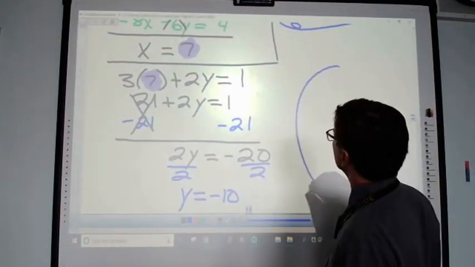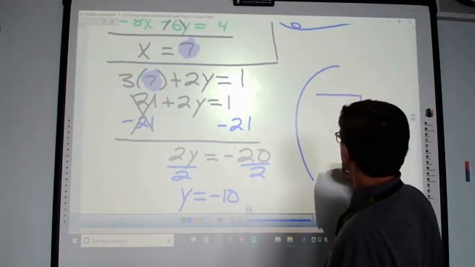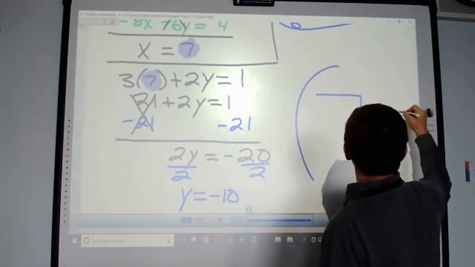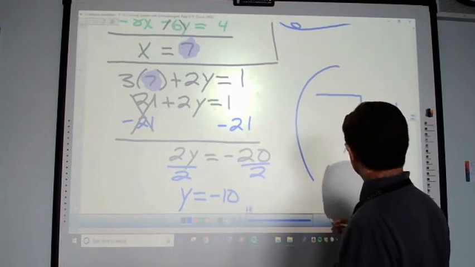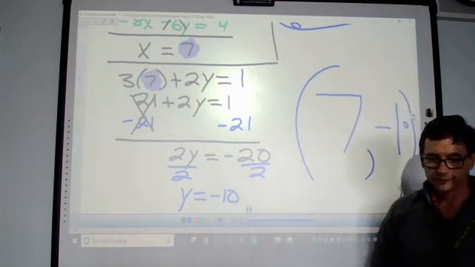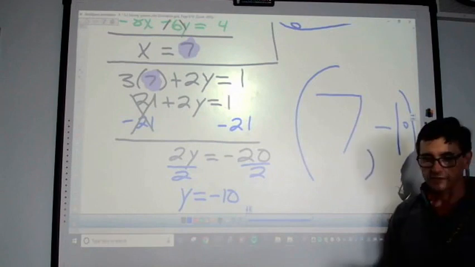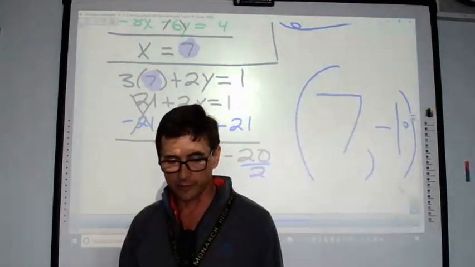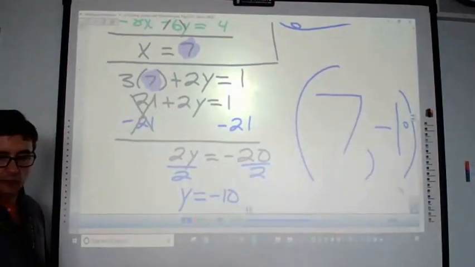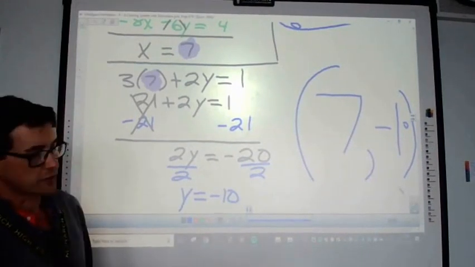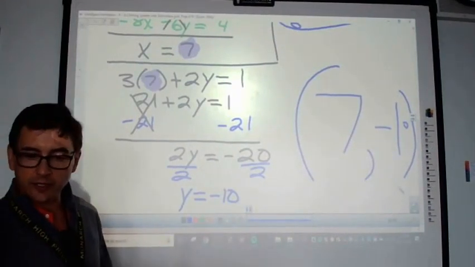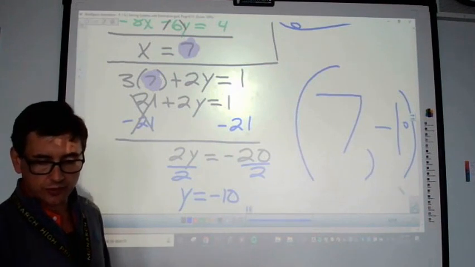As an ordered pair, your final answer is 7, -10. I just had to write it weird because I'm weird. Weird in a good way, weird. Okay, so it's 7, -10. Again, you can plug it in to double check your answers.